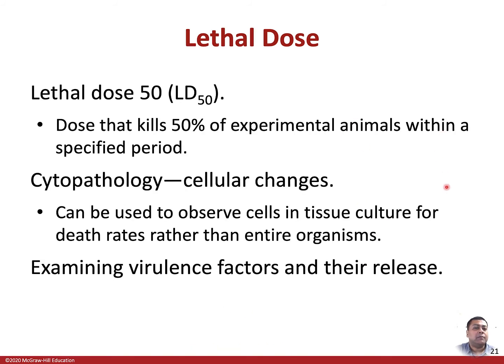The next thing we are looking at is the lethal dose 50, or LD50, which is a dose that kills 50% of the experimental animals within a specified period. Usually we get these numbers for bacteria or viruses which are very virulent, for example Ebola, Marburg and Lassa fever, which are extremely virulent. On the other hand, cytopathology is a cellular change, and this can be used to observe the death rates of cells in tissue culture rather than the entire organism, where sometimes it is much more difficult to identify that.